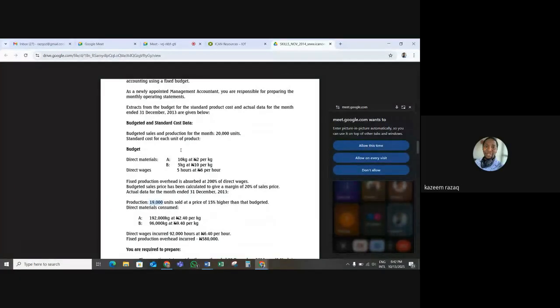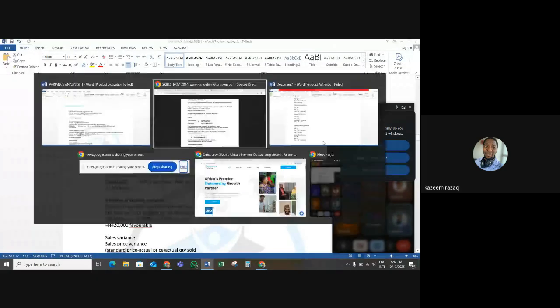Now, if I'm buying the material, I'm buying at 2 naira per kg. So which means automatically for my material A, I'm looking at the standard and the actual. Standard price times standard quantity. Am I right? So what's my standard price for material A? Let me do material A first.